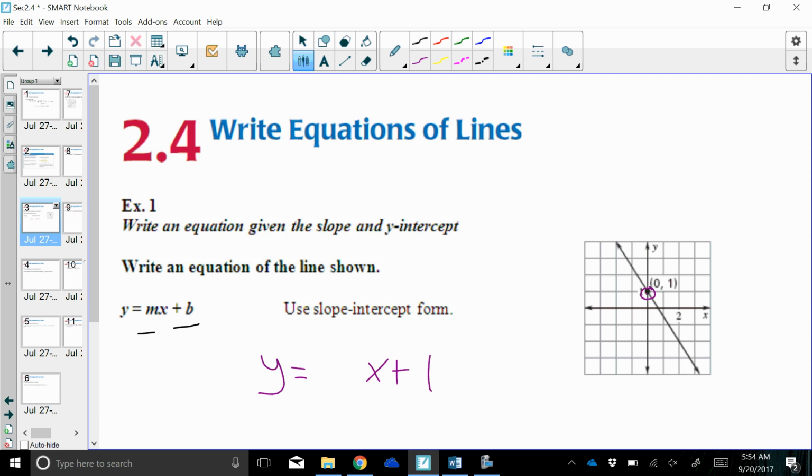And to find our slope, we find some other point on our line and use our rise over run formula. So our rise in this case is negative, -1, -2, -3, and our run is +2. So our slope then is -3/2. And then our slope-intercept form is y equals -3/2 x plus 1.